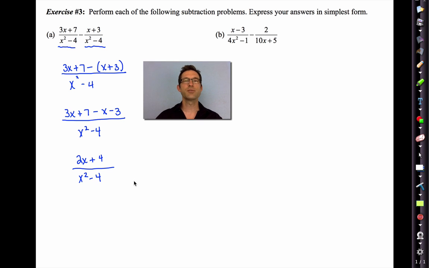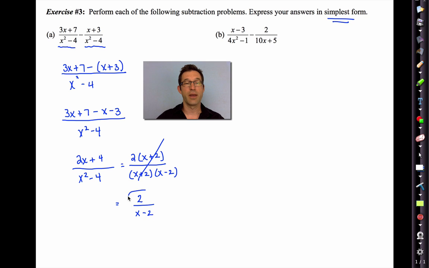The only question at this point then is there any simplifying to do, simplest form? And the answer actually here is yes. That numerator can be factored as 2 times x plus 2. The denominator can be factored as x plus 2 times x minus 2. Cancel. And our final answer is 2 divided by x minus 2.